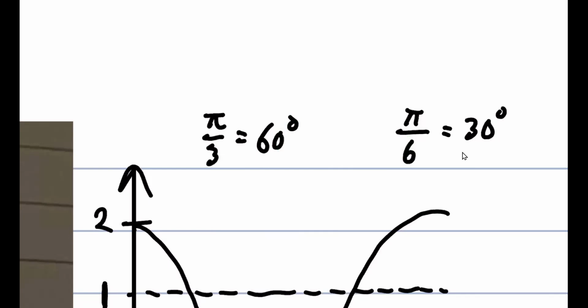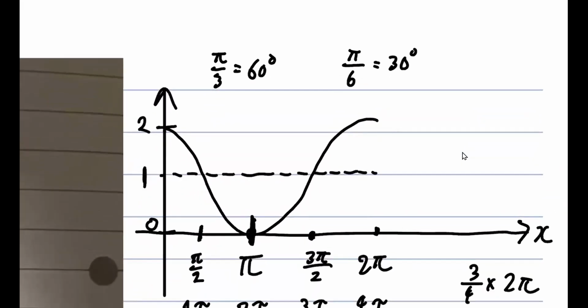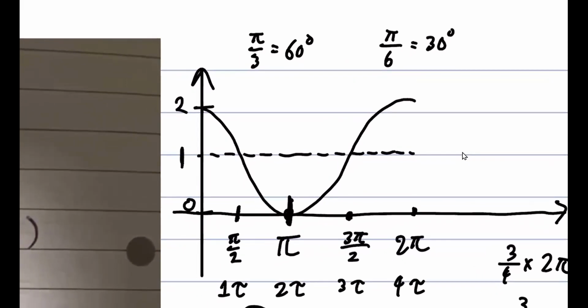Okay, because pi is 180 degrees. So 180 over 3 is 60 degrees. Pi over 6, 30. The other way around. 3 times 6 is 18. So when x equals pi over 6, where is it? Not sure, then convert into degrees, 30 degrees.